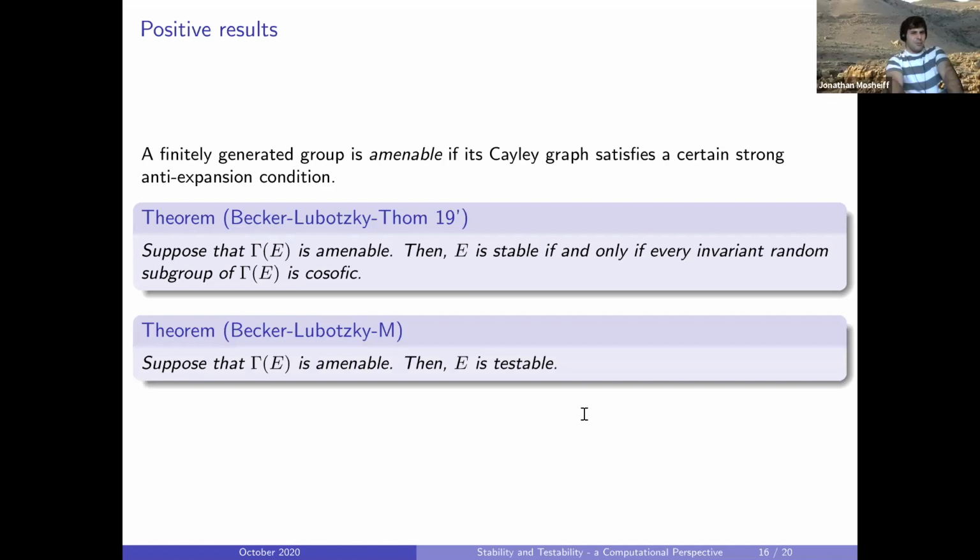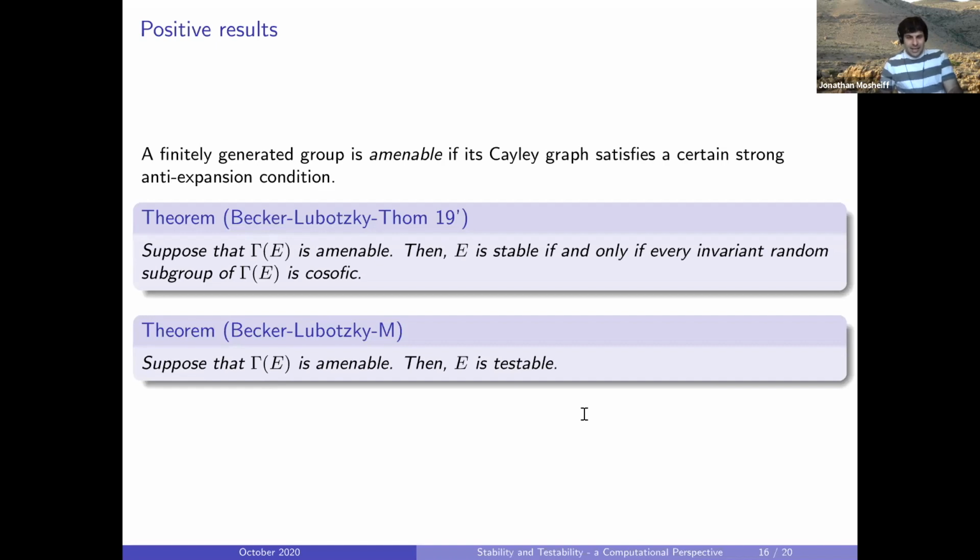And we prove this. It's actually really not hard to conclude just by looking at the proof of the Becker-Lubotzky-Thom theorem. Once you have the notion of the local statistics matcher algorithm and statistical distinguishability, we can just look at that proof, and you see that it also shows that if E is associated with an amenable group, then it's always testable. So for amenable groups, we have some IRS condition for stability, but testability is always true.